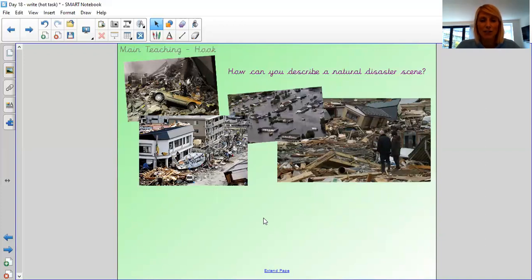But let's think, how are you going to describe the natural disaster? So take a moment to have a chat with the people you're with, or if you're on your own, just think to yourself and use the images to help you. How will you describe the natural disaster scene?